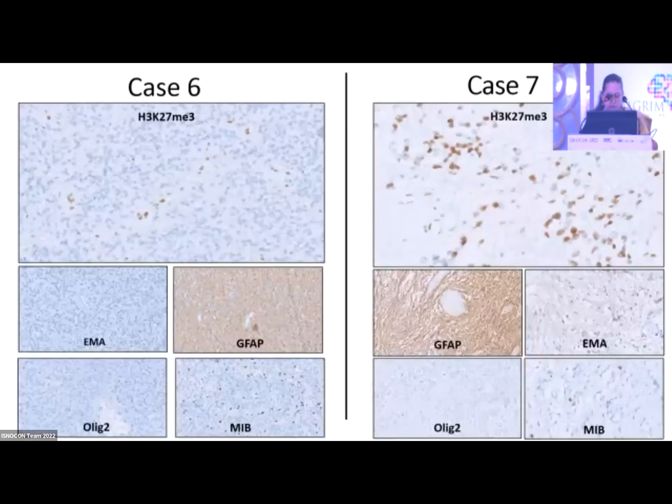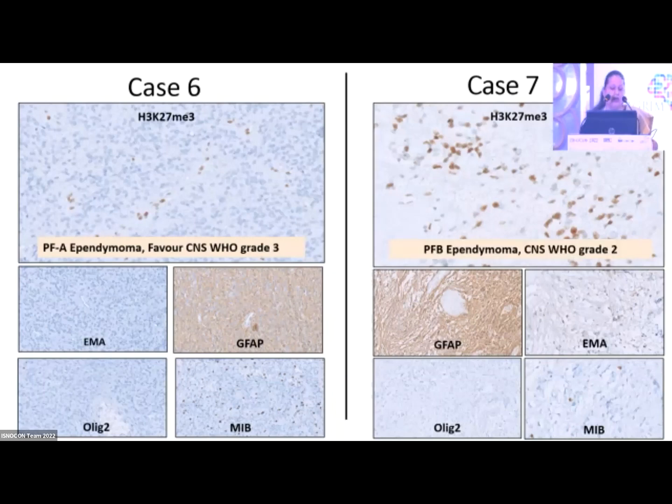And on the immunohistochemical panel, given the location, radiology as well as the morphology of ependymoma, the tumors were positive for GFAP, negative for OLIG2. EMA was perinuclear dot-like in case 7, but in case 6, there was complete loss of H3K27me3, while it was retained in case 7. So in case 6, the diagnosis was PFA ependymoma, morphologically favoring CNS WHO grade 3. While in case 7, it was a PFB type of ependymoma.